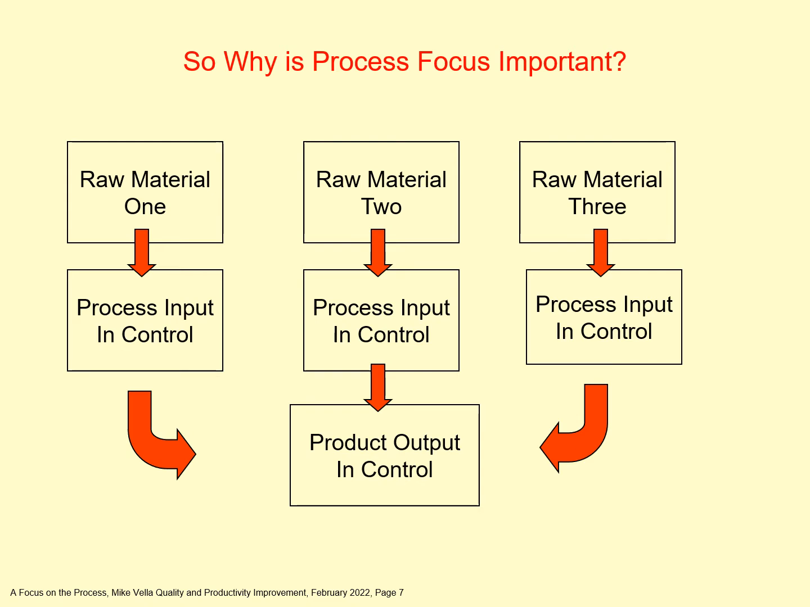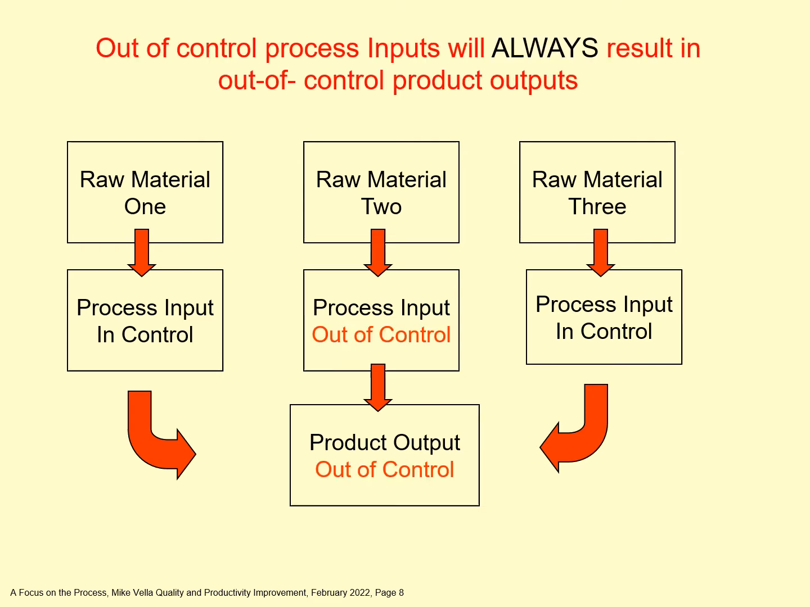So again, when you think about process focus, consider a production part made up of three components: raw material 1, raw material 2, and those feed into process inputs. If those process inputs are in control, then it's very likely that the product output will be in control. On the other hand, if one of those process inputs is out of control, it's impossible to consider that the product output will be in control. Out of control process inputs will always result in out of control product outputs.